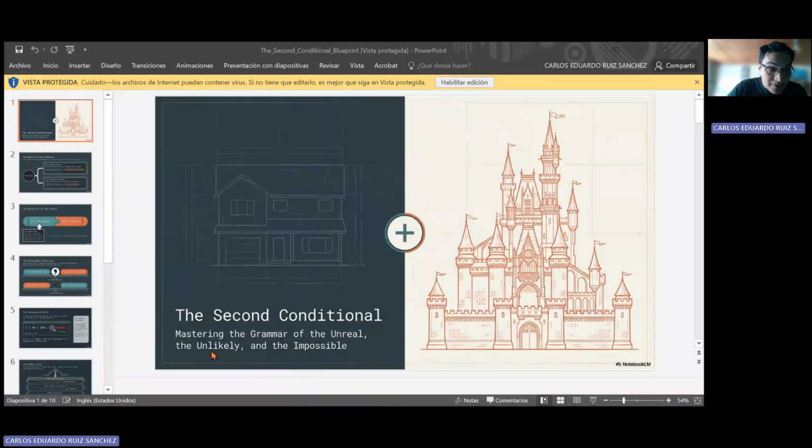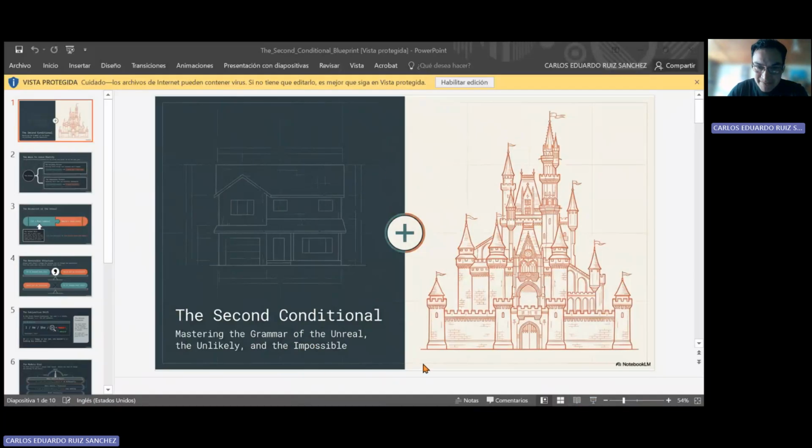The rule is counterintuitive. We use past simple to talk about an imagined present or future. This is counterintuitive because this part is in past and this could be in future or present. Voy a decirlo en español para que lo entendamos aquí. Esto de contraintuitivo, pues es porque mi cláusula está en pasado, pero me va a hablar sobre una probabilidad o una imposibilidad en futuro o en presente.